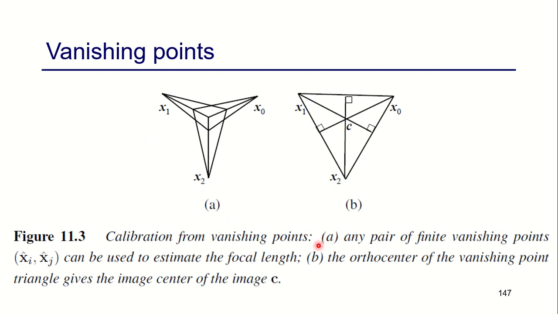The first diagram shows any pair of finite vanishing points xi cap, xj cap, which can be used to estimate the focal length. And part B shows the orthocenter of the vanishing points. That is, you drop perpendiculars from the three lines and they meet at a center, and this is called the orthocenter. So the orthocenter of the vanishing point triangle gives the image center C.